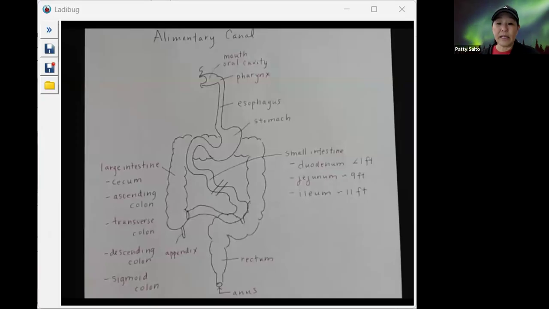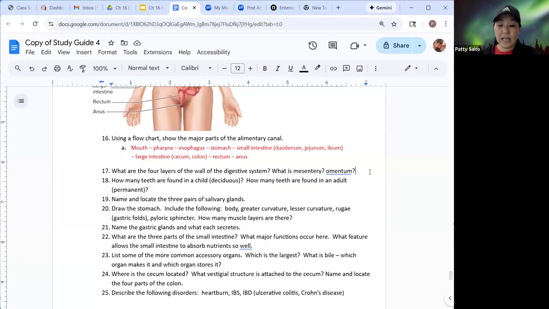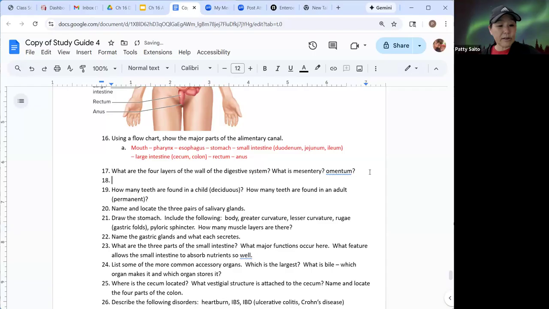All right, let me share my screen again. All right, let's talk about the layers of the wall, okay? So when we look at the digestive system, there's a lot happening there, right? You have to break down all of your food and not only break it down, but then you have to absorb it across the wall. And so the wall of the digestive system is very important. So there are different layers to the wall. And let me list those.